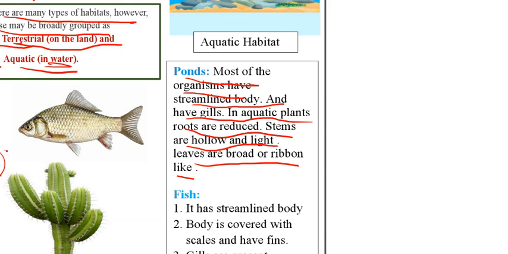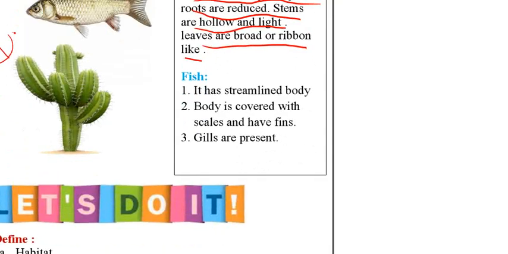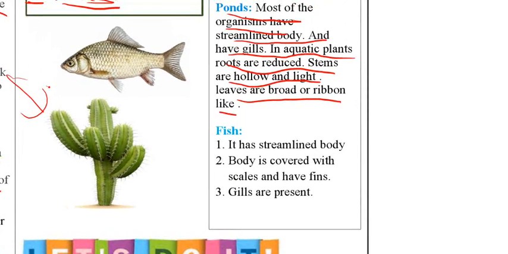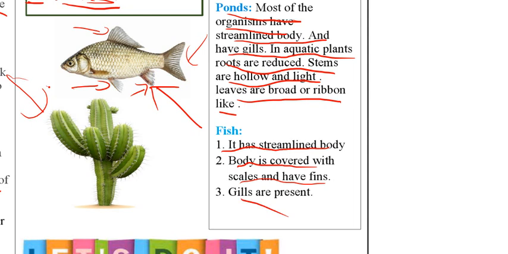Okay, next we come to fish. Fish is also an organism which lives in aquatic habitat. You can see over here the picture of a fish. It has a streamlined body, which I have already told you why. The body is covered with scales and it has fins. You can see these are its fins, which help the fish to move in the water. And gills are present so that they can breathe in the water.